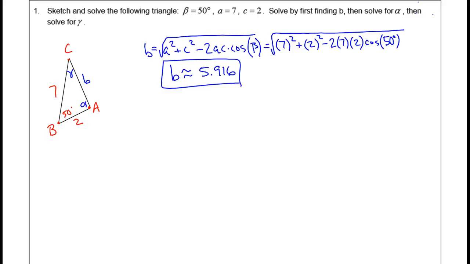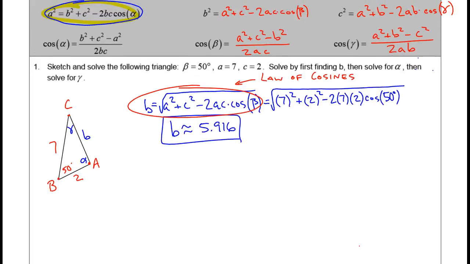Okay, what I want to do now is solve for angle alpha. And for alpha, I'm also going to use the law of cosines. So this right here, that was law of cosines. And what I'd like to do now is use law of cosines again, but slightly different. I want to use it to find the angle alpha.